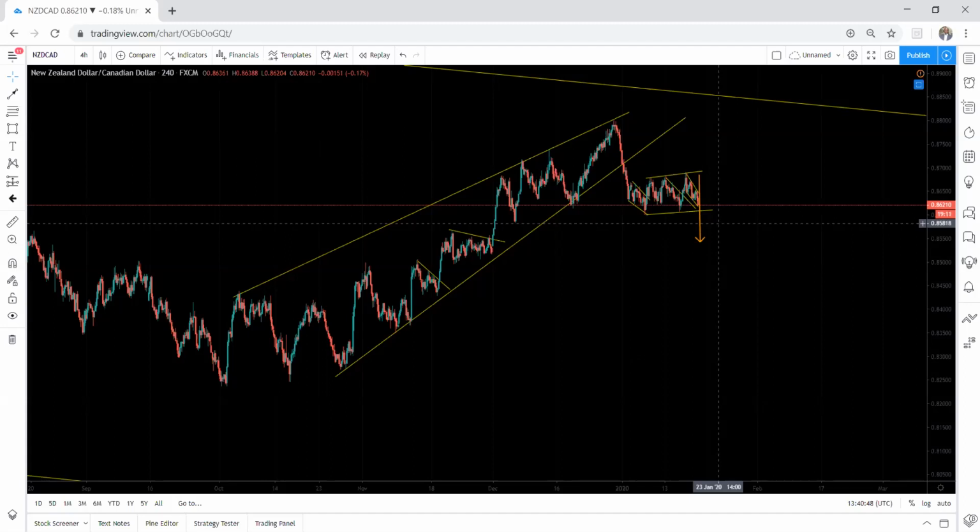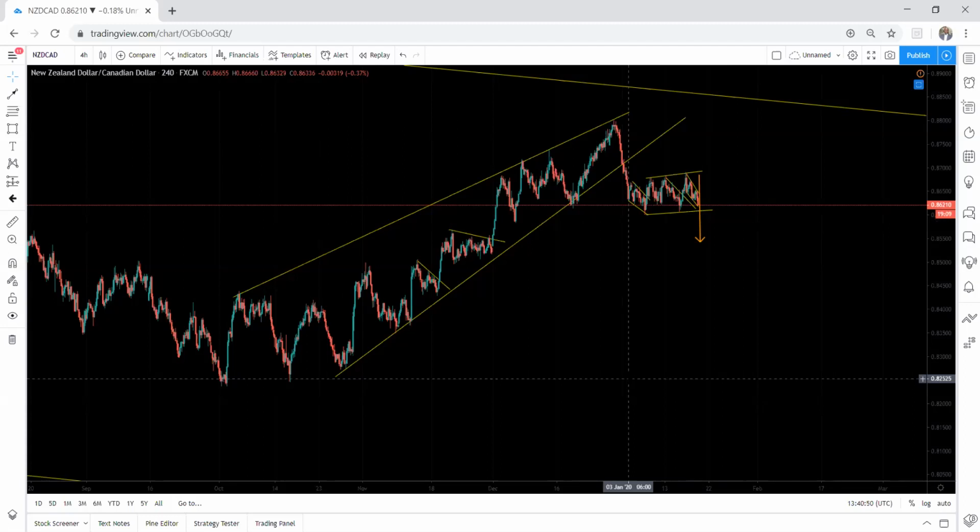Okay, and then TP is a long-term market trade. You can target your TP at 0.8250. Right. So let's go to card JPY.